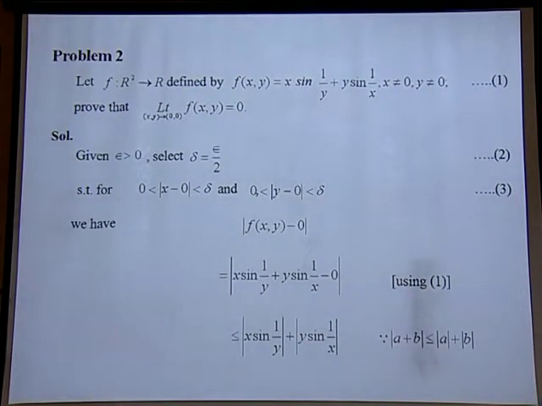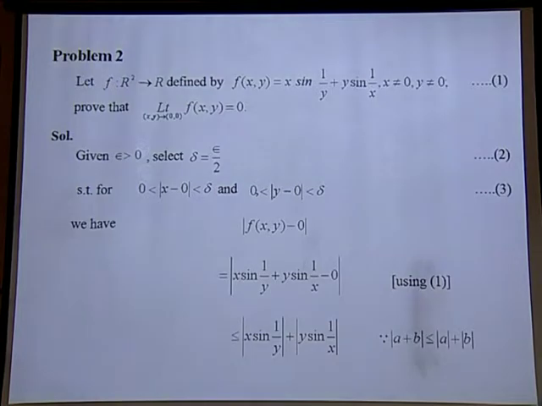Here we are given epsilon greater than 0, and we are selecting delta equal to epsilon by 2 such that modulus of x minus 0 lies between 0 and delta and modulus of y minus 0 is less than delta, because here a and b are both 0. So, modulus of x minus a lies between 0 and delta and modulus of y minus b is less than delta. Now, consider modulus of f of x y minus L, here L is also 0.